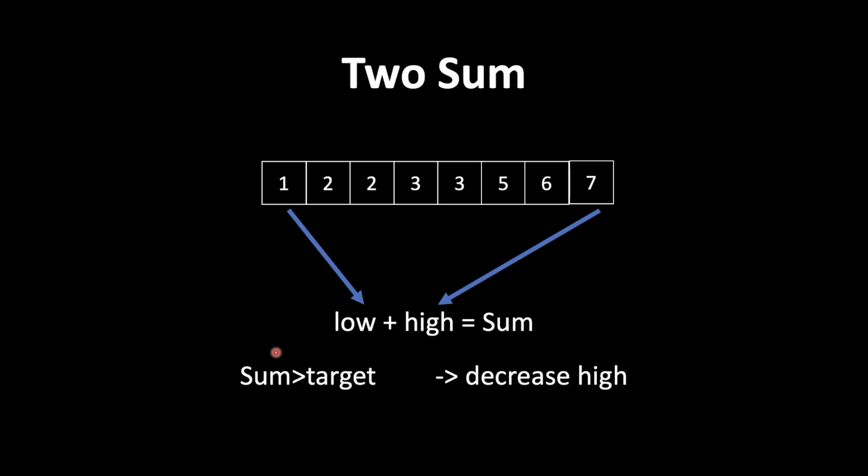What if the sum is greater than target? What is the way possible to reduce this sum? The way possible is we can reduce high, because the previous element of high will be smaller than this element, because it's a sorted array, and the previous element will either be less than or equal to this element. Okay, so we will decrease high, and if our sum is equal to target, we have found it and we will return the low and high index.